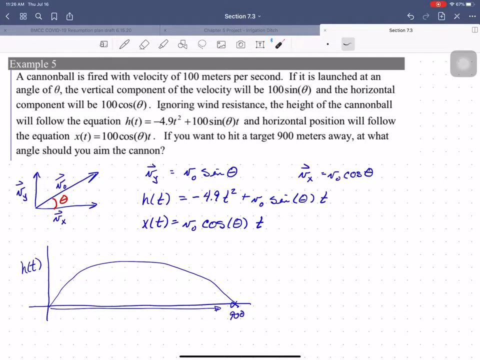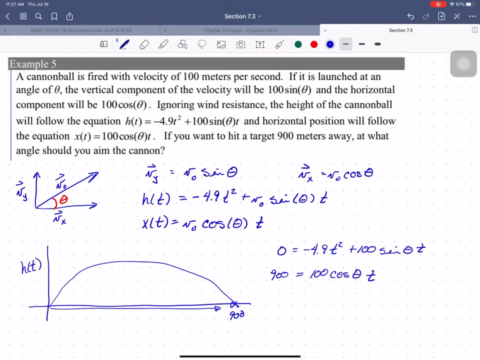So let's see what we know here. What is my height when my cannonball hits my target? Well, it's 0, right? So I've got one equation: 0 equals negative 4.9 times t squared plus 100 sine theta times time. And I've got another equation that says that 900 equals 100 cosine theta times time.